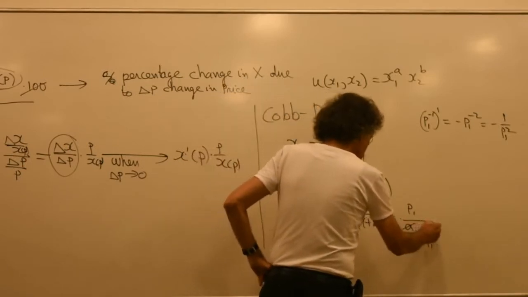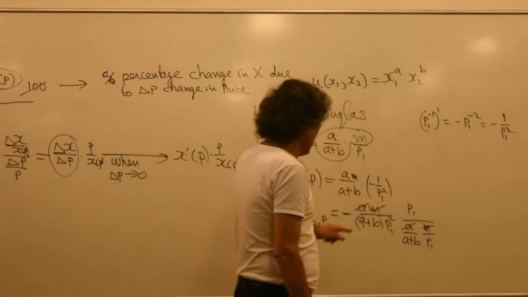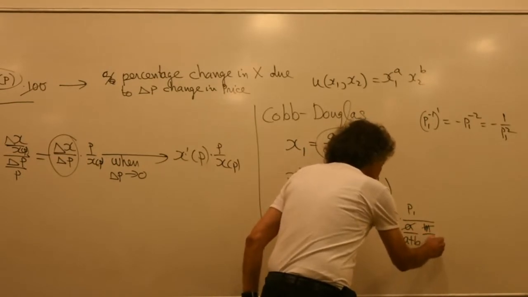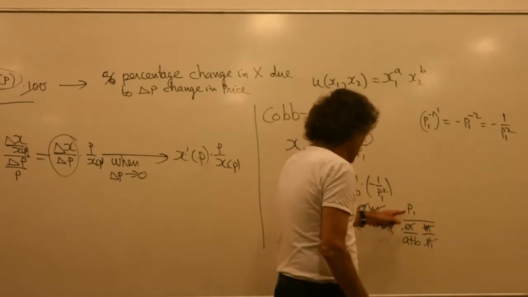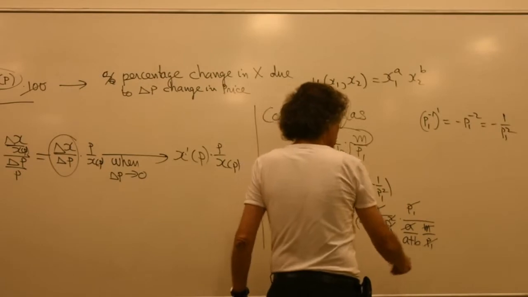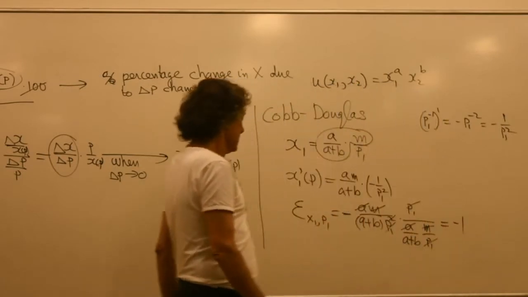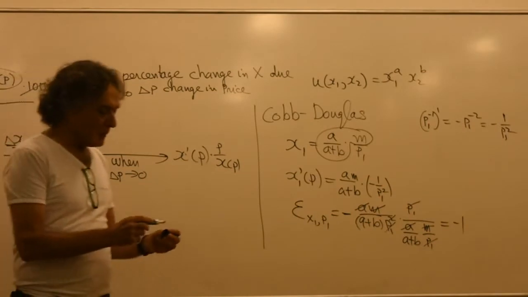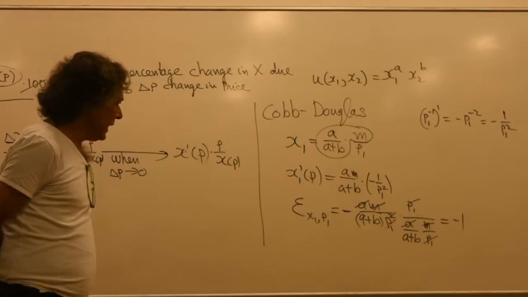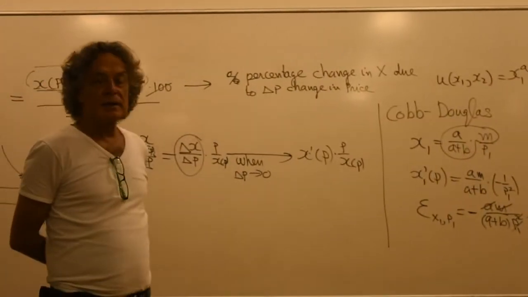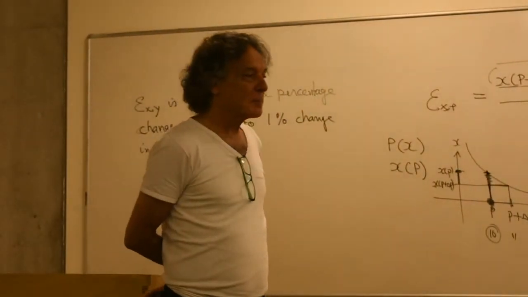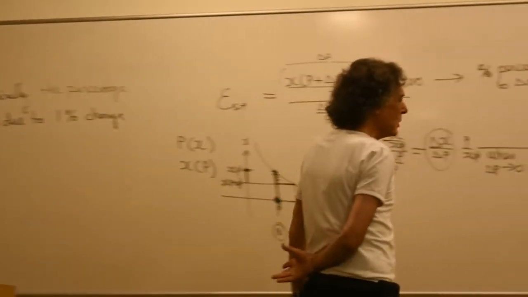This goes with this. This goes with this. Now I have p1 squared and I multiply by 1 over p1. I'm getting this and this goes. And here I have p1 and p1. And I'm getting a plus b over a plus b minus 1. Which means that in case of the Cobb-Douglas function, if you increase the price by 1%, you decrease the quantity demanded by 1%.